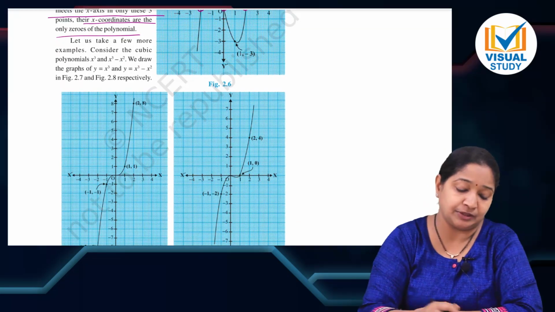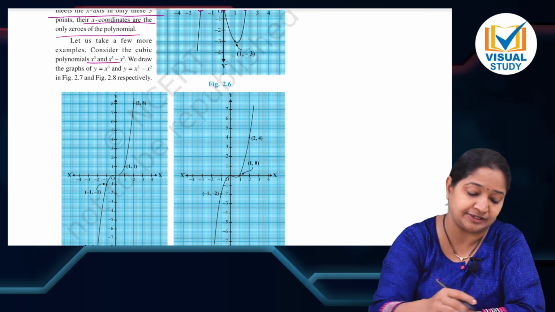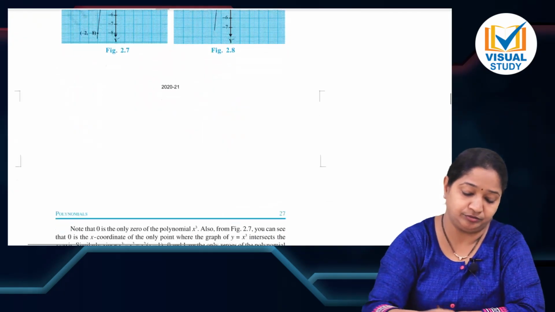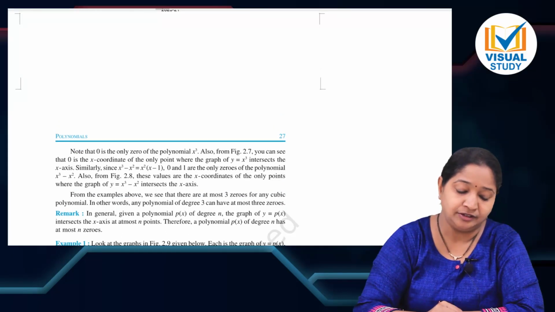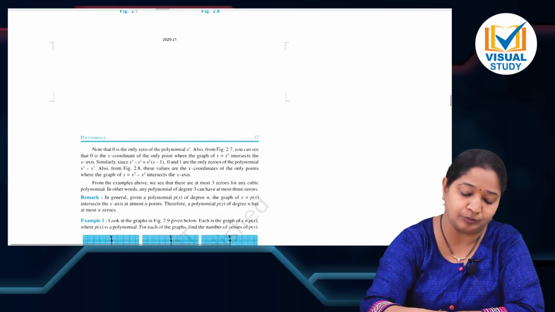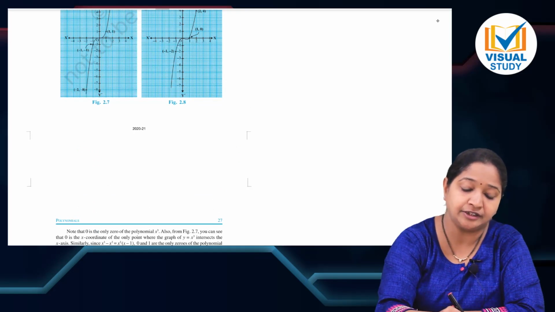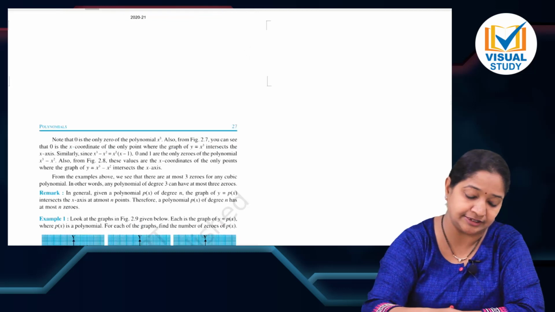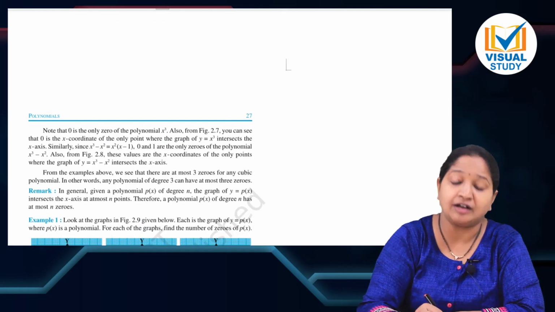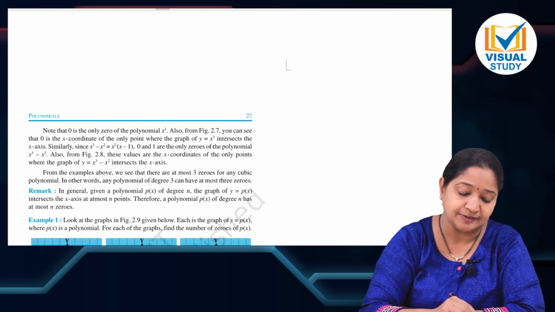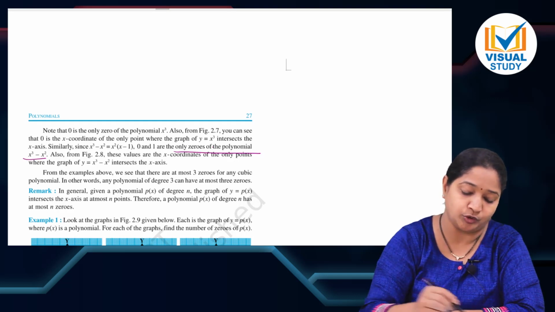Let's take a few examples. Consider the cubic polynomial they have given us. Note that 0 is the only zero of the polynomial, because it has intersected here and here. You can see where the graph of y equals x cube intersects the x-axis. Since x cube minus x square, that is 0 and 1, are the only zeros of the polynomial.